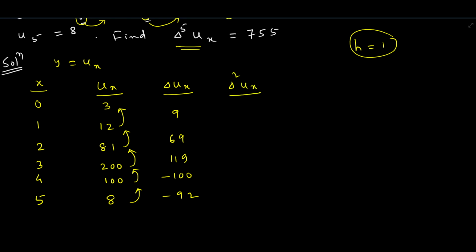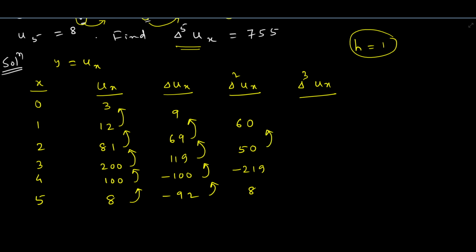Now let us make the second order difference. So here we will get one less term. Same process, 69 minus 9, 60, 119 minus 69. How much is it? It will be 50. Then minus 100 minus 119, so it is minus 219. And then minus 92 minus minus 100. So minus minus will become plus. So how much will we get? We will get 8. Okay, 8.